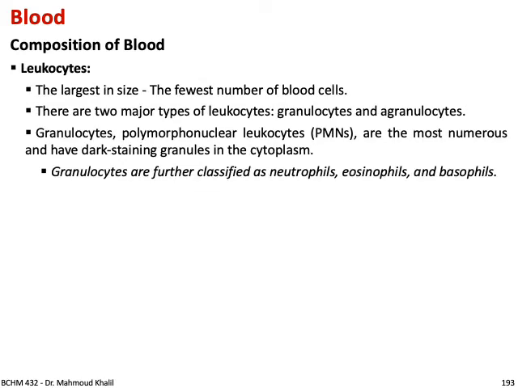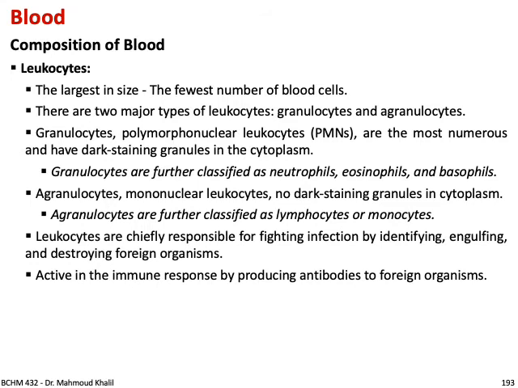The leukocytes are the largest in size, and fewer in number than red blood cells. There are two major types of leukocytes, either granulocytes or agranulocytes. The granulocytes, which are the polymorphonuclear leukocytes, are the most numerous and common. There are darkly stained granules in the cytoplasm. These granulocytes are further classified into neutrophils, eosinophils, and basophils. The agranulocytes, which are the mononuclear leukocytes, have no dark staining granules in the cytoplasm. Agranulocytes are further classified into lymphocytes and monocytes.